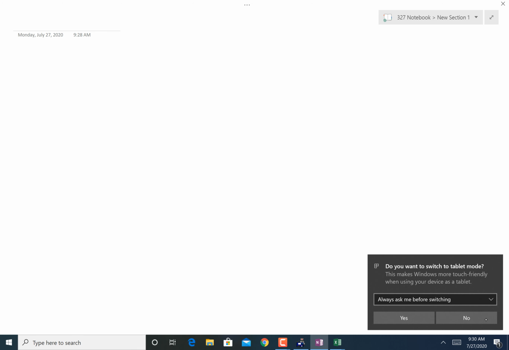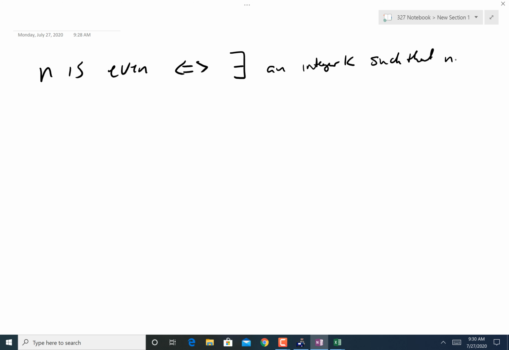Okay, so I'm just going to run through a few things symbolically here. So we've talked about it. I want to show you some of the symbols in case you've never seen them before. So n is even if and only if, that's how you say if and only if in logical symbolic form, there exists an integer k such that n equals 2k.